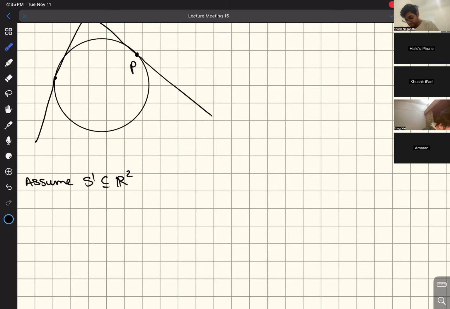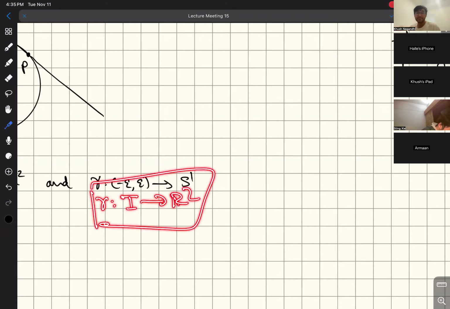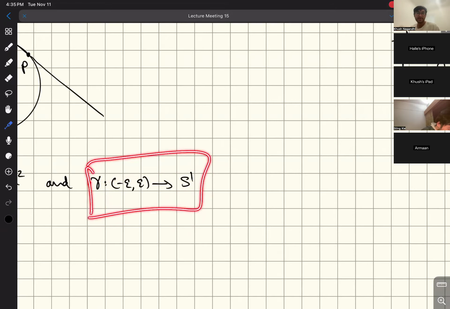But for now, assume that the circle is sitting inside R2 and gamma is some curve, differentiable of course. We can talk about differentiability and the derivative because this is a subset of R2. So if we wanted, we can look at gamma as a curve into R2. Now we can talk about the derivative of this map, and we'll identify the derivative of that map with the derivative of this map.